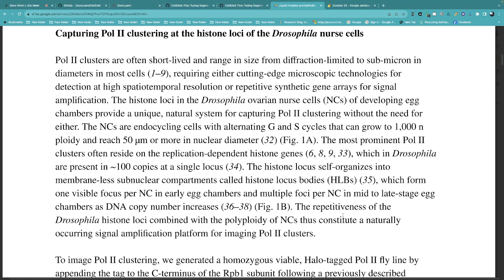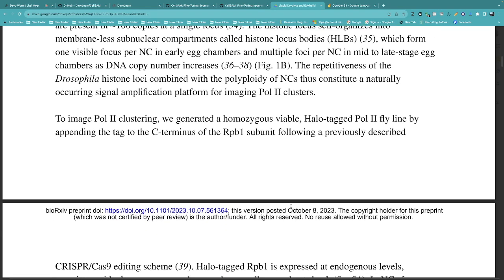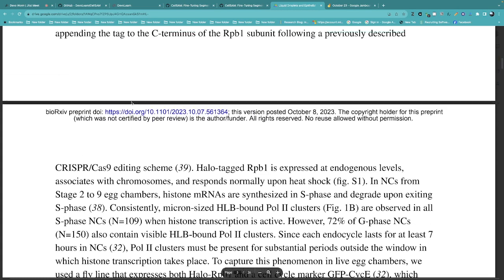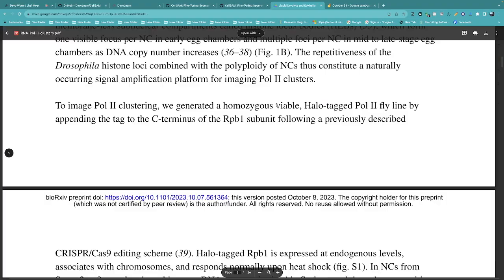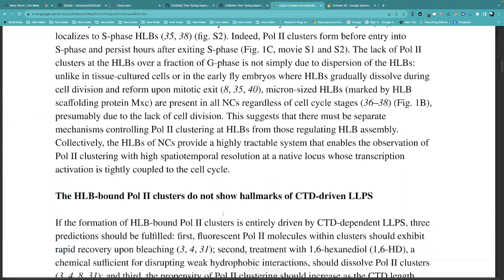The repetitiveness of Drosophila histone loci combined with the polyploidy of nurse cells thus constitutes a naturally occurring signal amplification platform for imaging these clusters. So this makes it really accessible, and they can observe this almost like high throughput biology, with the biology being the high throughput part. So they do some fly genetics. They create a specific line that allows them to do these experiments.